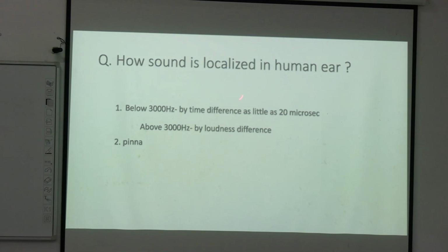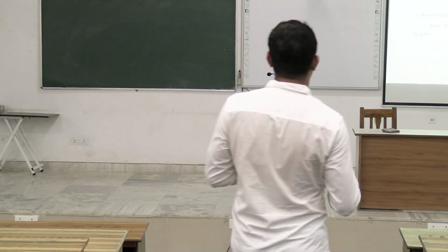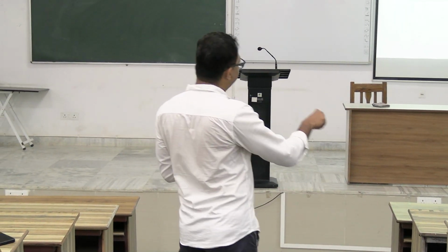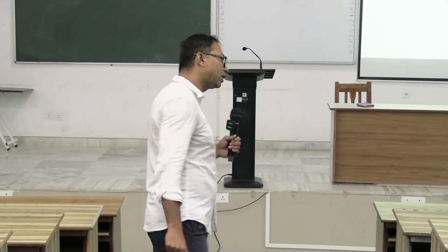So below 3000 Hertz, it is the time differences, as little as 20 microseconds, and above 3000 Hertz by loudness difference. And a major function is also played by your pinna, this external ear. Your pinna is directed in such a fashion that you can localize the sound. So below 3000 Hertz by phase difference, and above 3000 Hertz by loudness difference.